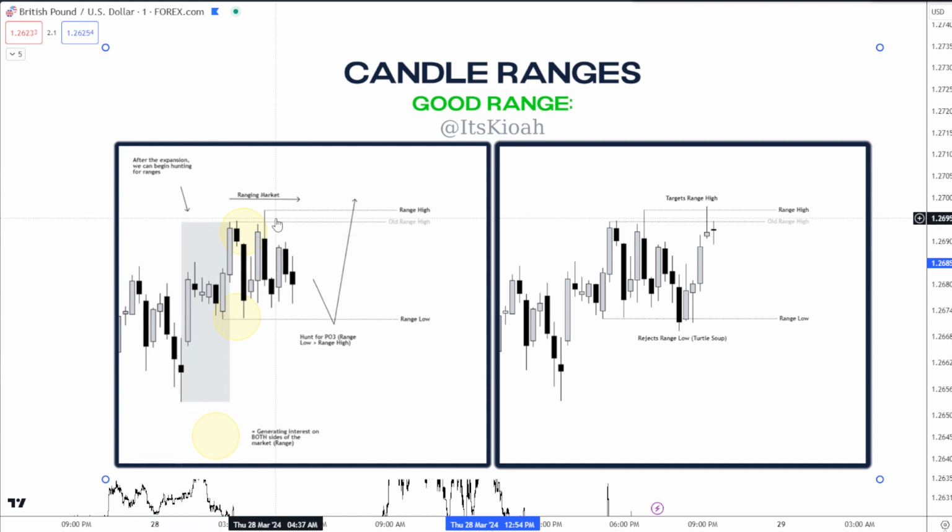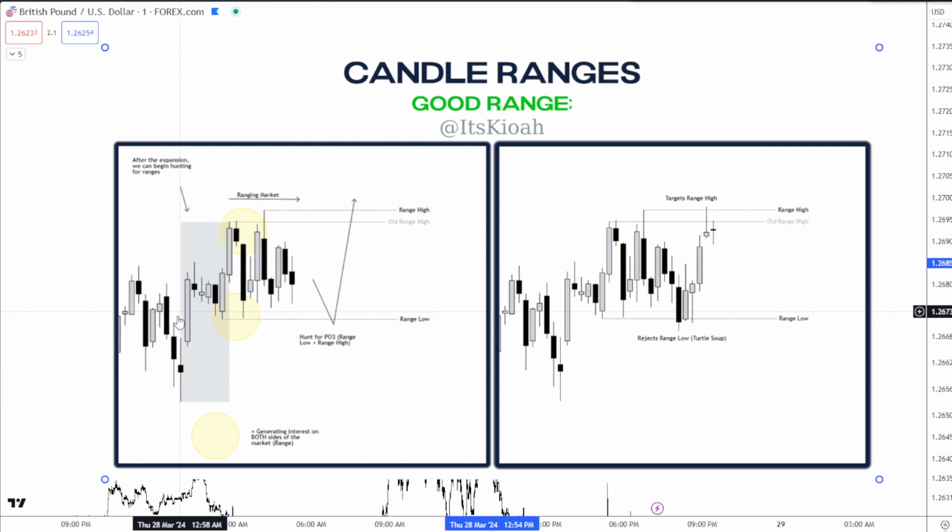Okay, so after an expansion, you want to be looking for your ranges. So this could either be an expansion, range, turtle soup, continuation, right? It could be an expansion, range, turtle soup, reversal. I forget the other ones, but yeah. The reason it'll range after this expansion is to a reversal or continuation, right? Whereas if you try and look for a range inside of this expansion, you're just gonna get wrecked. Okay, so you want to be looking for ranges after expansion, right?